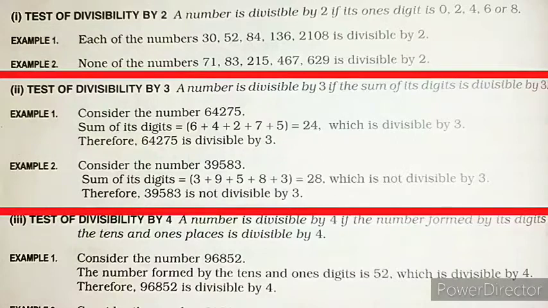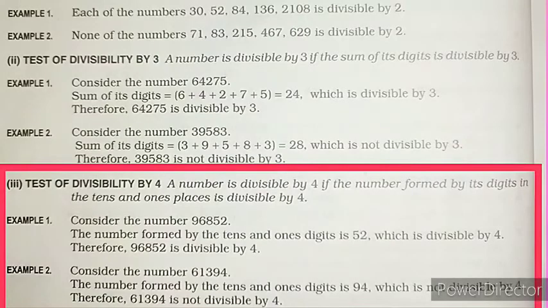Now in example 2, consider the number 39583. What is the sum of the digits? We are getting 28, but we know that 28 is not divisible by 3. Therefore the whole number, 39583, is not divisible by 3.